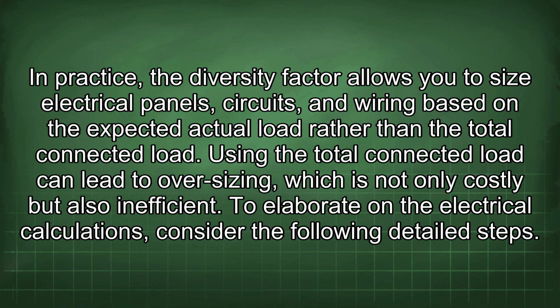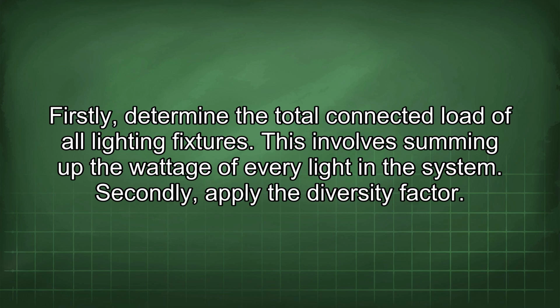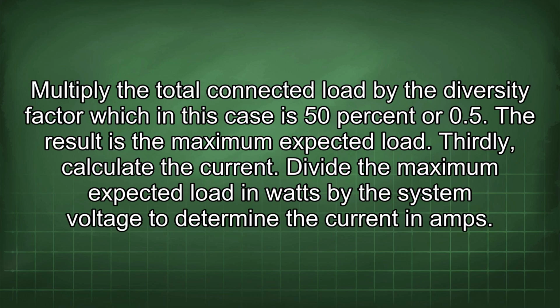To elaborate on the electrical calculations, consider the following detailed steps. Firstly, determine the total connected load of all lighting fixtures. This involves summing up the wattage of every light in the system. Secondly, apply the diversity factor. Multiply the total connected load by the diversity factor, which in this case is 50% or 0.5. The result is the maximum expected load.